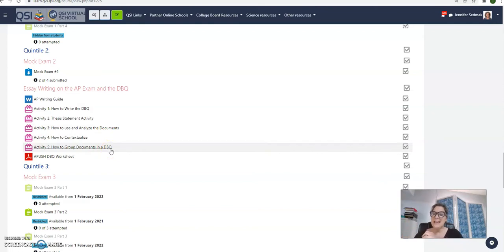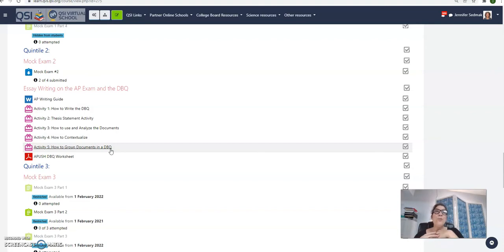And then finally, there's an activity on how to group documents in the DBQ. You need to be able to use the documents effectively in responding to a prompt. And I feel like they used to require grouping. They don't require it anymore. But I feel like in grouping the documents, it gives you a really valuable way to use them effectively as they relate to any claim that you make related to the prompt or question.